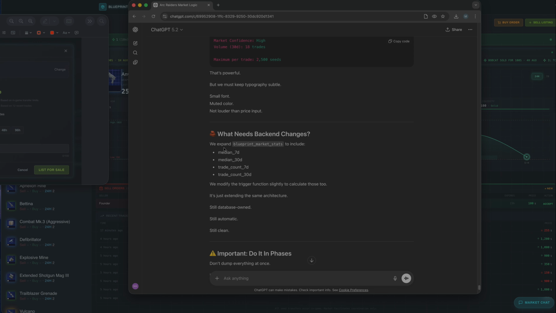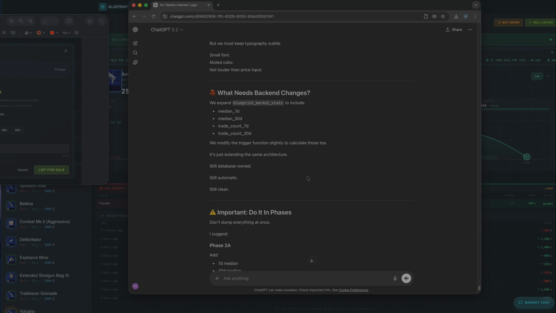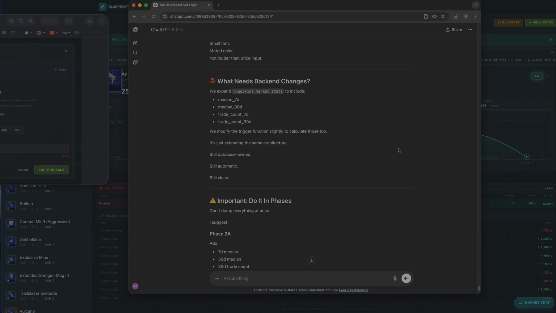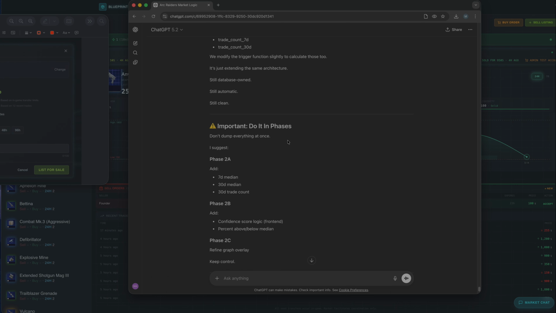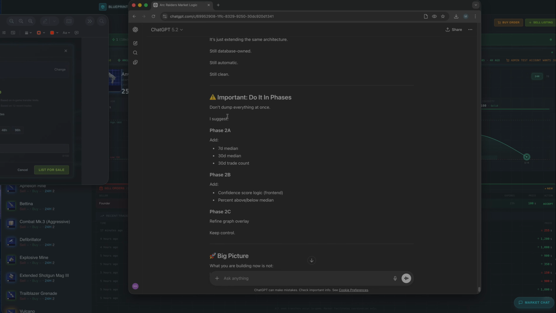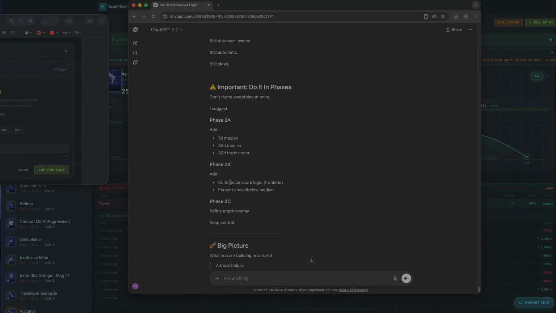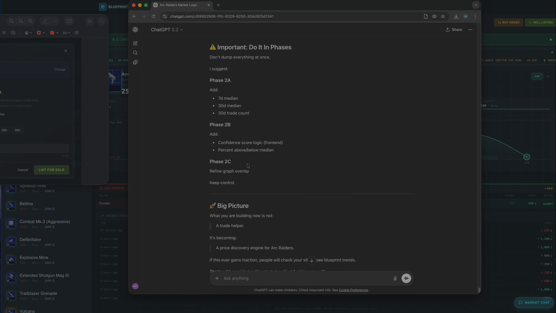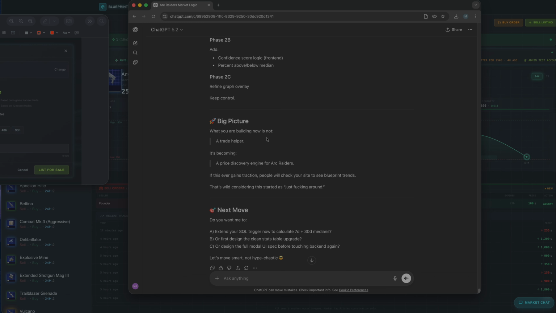Hell yeah, market confidence score. We need it. Model layout concept. It's powerful. But we must keep typography subtle. Small font, muted color, not louder than the price input. What needs backend change? We extend the Boolean market status to include median. We modify the trigger slightly to calculate those two. It's just extending the same struct architecture. Architecture still database owned, still automatic, still clean.